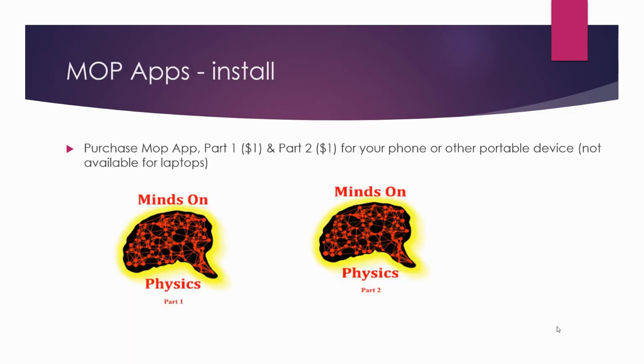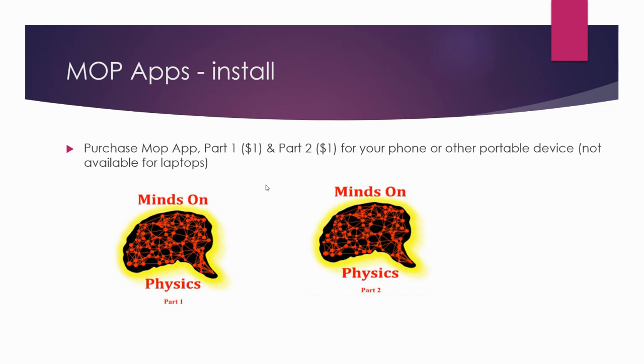The other thing you're going to do is purchase the MOP app, which has many parts. You're going to be using parts 1 and 2. They are each available for $1. I normally do pass out dollar bills in class to pay for that, but at this point in time, I am unable to do that for you.